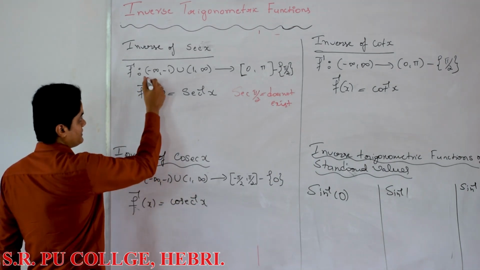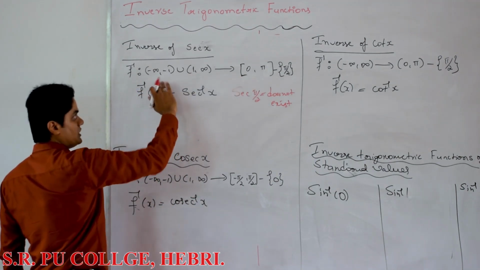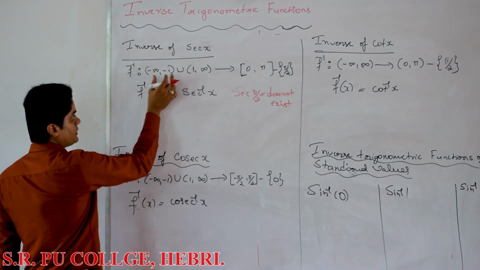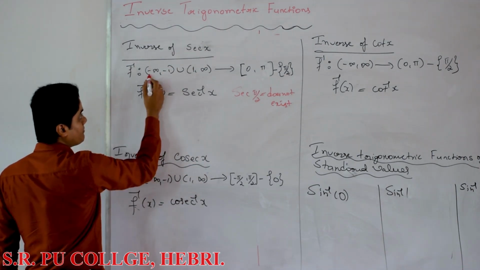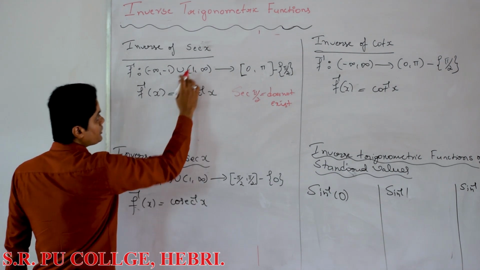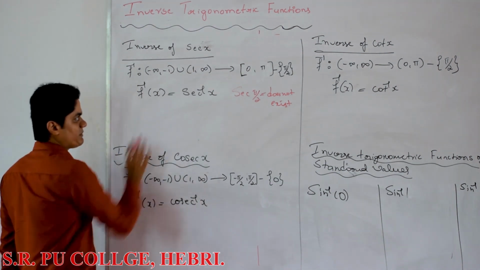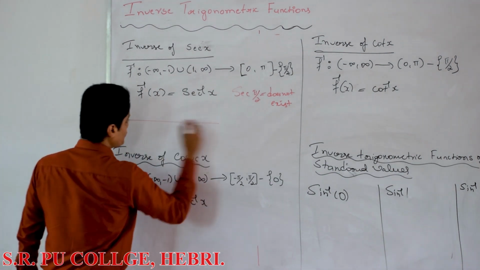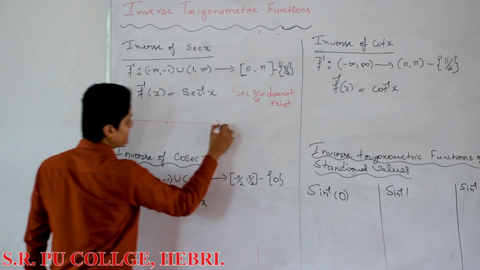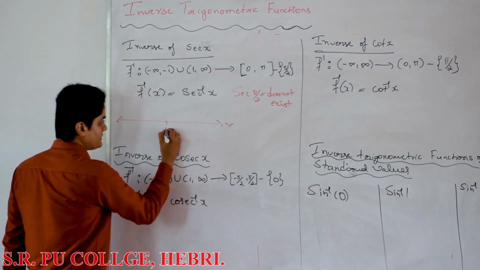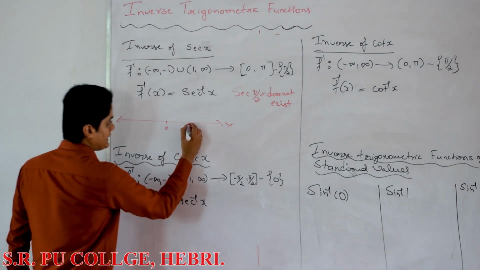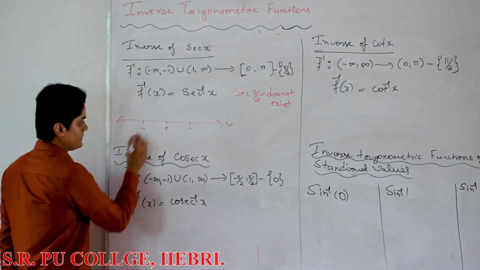How to define it? First, interchange the domain and range. With the interchanged domain and range, the domain of secant inverse x is minus infinity to minus 1 union 1 to infinity. Let me explain what this is. If you take a real line, which is nothing but the x-axis, this is the middle point, the 0. Here I'll mark 1, here I'll mark minus 1.